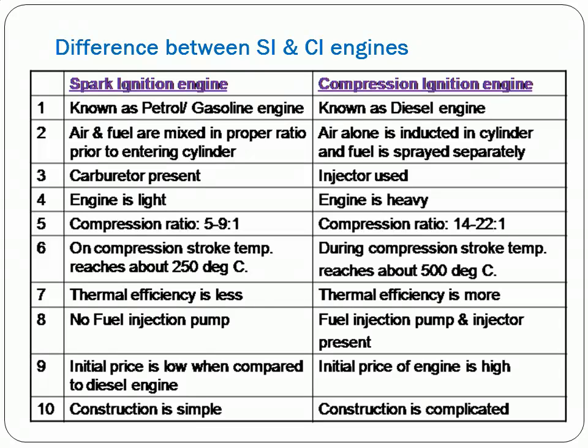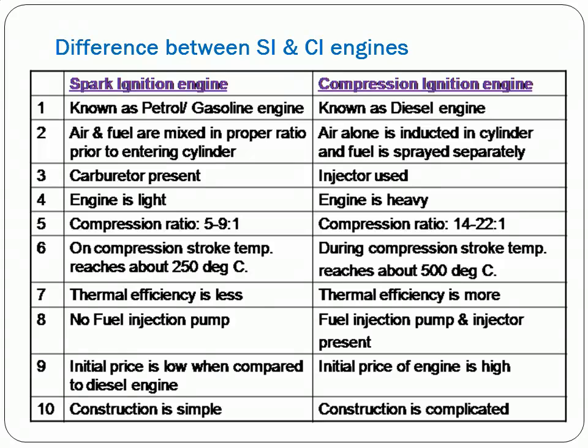The third difference is, in SI engine, carburetor is present. You all know the function of carburetor. It is a device mainly to give proper mixture of air and fuel to the cylinder, whereas in compression ignition engine, injector is used. You all know injector is used for delivering fuel at a very high pressure inside the cylinder.